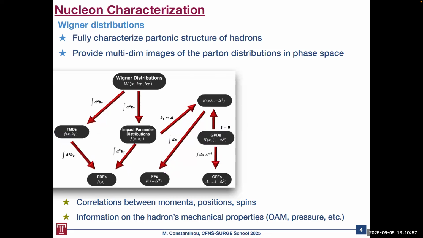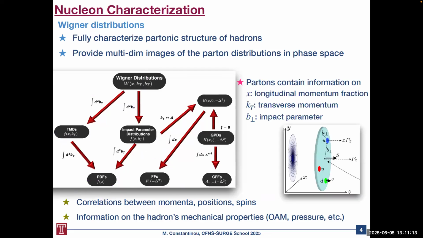Both of them are investigated theoretically, experimentally, and in lattice QCD, and there is a lot of progress that spilled out from the one-dimensional quantities. Now we can talk about two-dimensional, three-dimensional, and so on. So for those who are not familiar with the parameters that appear here, X is the longitudinal momentum fraction, KT is the transverse momentum, and BT is the impact parameter for that.